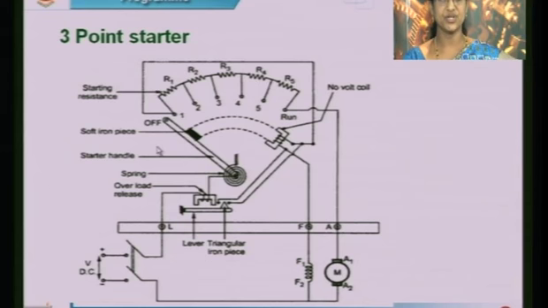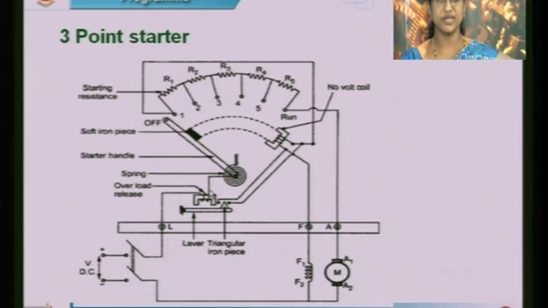So, in the construction it has one full variable resistor, which is divided into different sections, and the contact points you are going to call studs. You have 7 contact points in this: off, stud 1, 2, 3, 4, 5 and then run. Here there are 2 electromagnets, one is the no volt coil and another one is for the overload release. Okay. So, when the supply is given, what will happen?